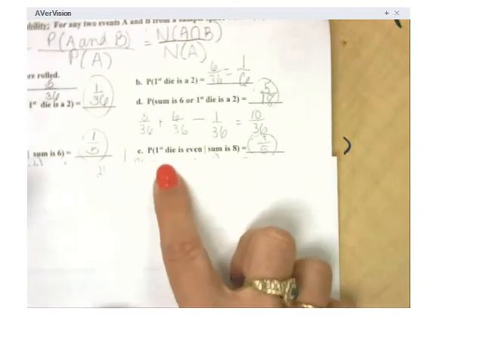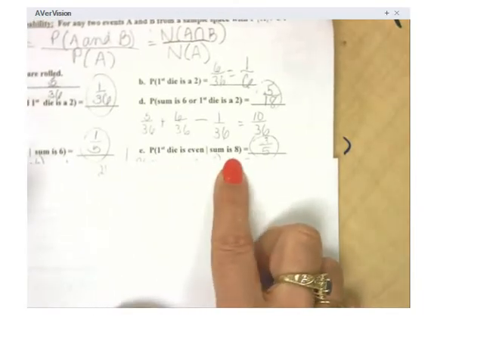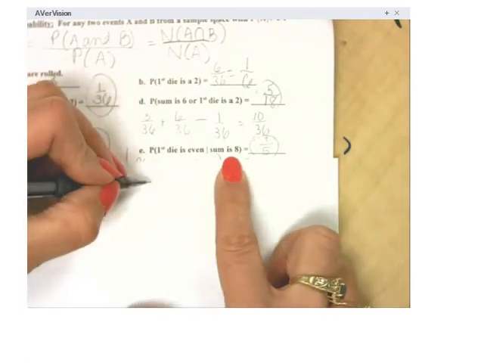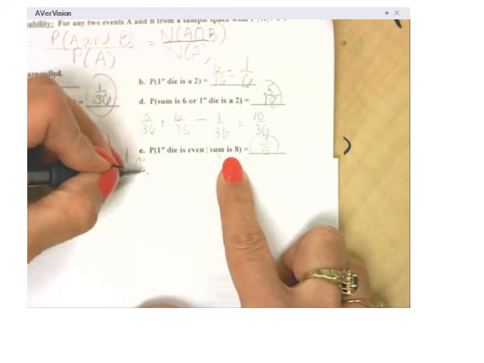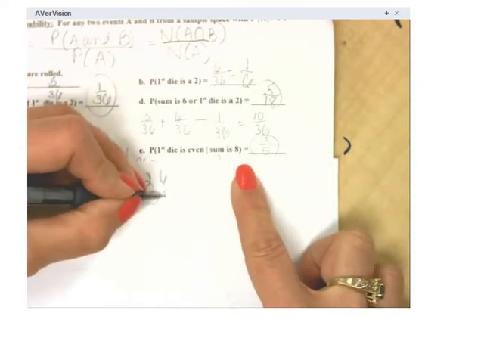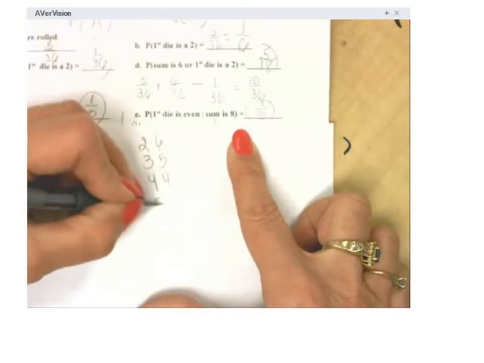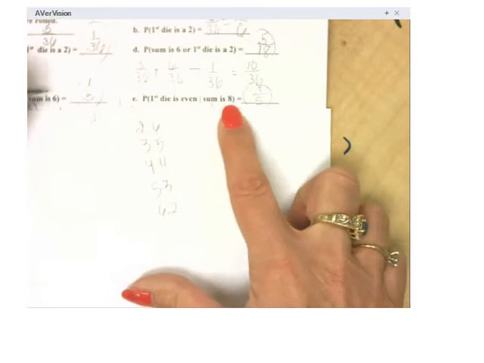If I want to find the probability that the first die is even, given that the sum is 8, well, I would write down those sums of 8 first of all. I can't have a 1. I can have a 2 with a 6, a 3 with a 5, a 4 with a 4, a 5 with a 3, a 6 with a 2. And so those are all the ways I can have a sum of 8.